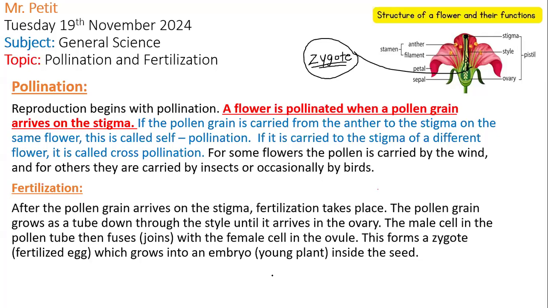So what is a zygote? A fertilized egg. What is an embryo? A young plant. Now, embryo could also be for humans too. Zygotes are for humans too. This kind of reminds you of the process that happens in humans, with fertilization. The only thing is we don't have pollination, but we have fertilization. We have ovulation. We have zygote. We have embryo and all that stuff.